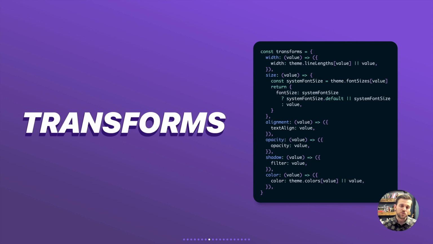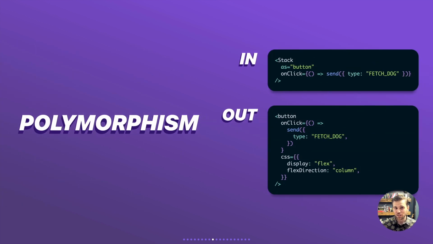Next, we have polymorphism, which is especially significant for accessibility when working on the web. We can use an as prop, as popularized in recent React libraries, to swap out the underlying element so our final output is semantic.